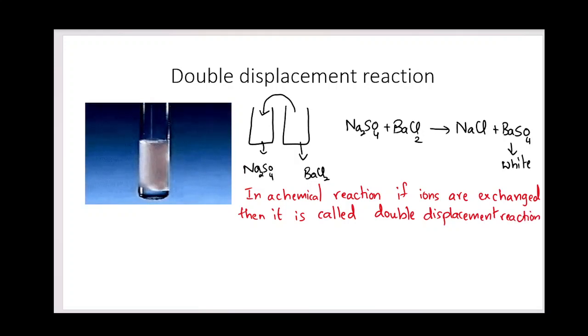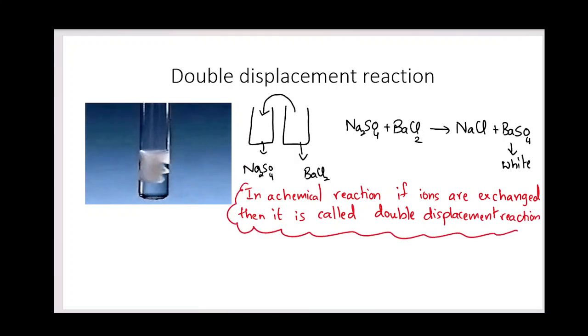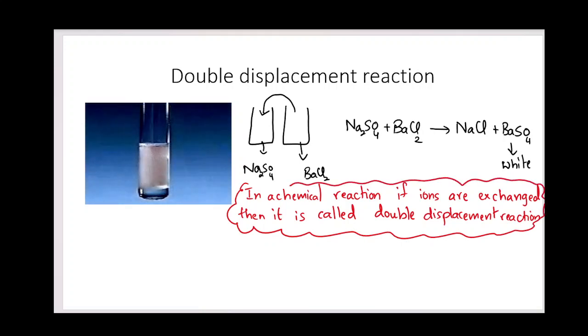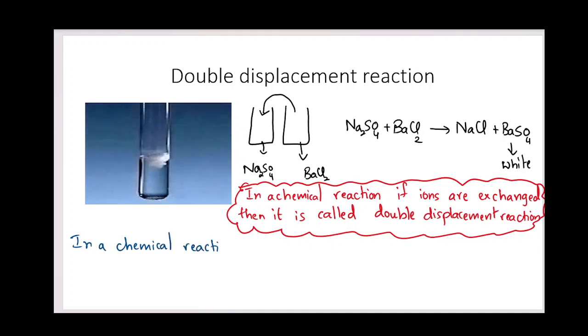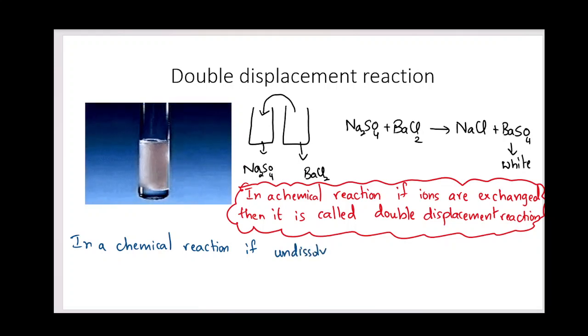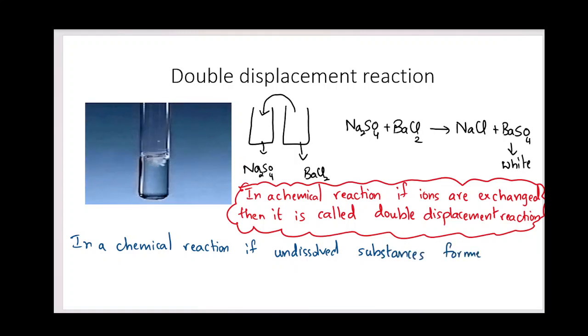Okay, this is called a double displacement reaction. Just go through this. Okay, double displacement reaction, and why is it called a precipitation reaction? Precipitation reaction means, in a chemical reaction, if undissolved substances are formed, then it is called a precipitation reaction.